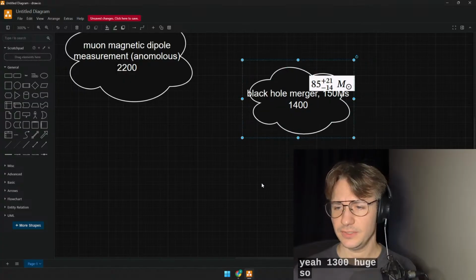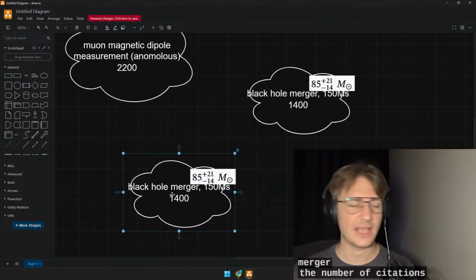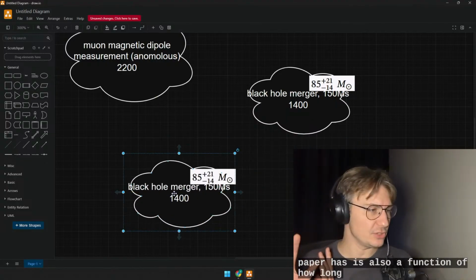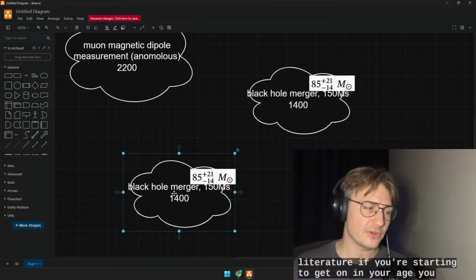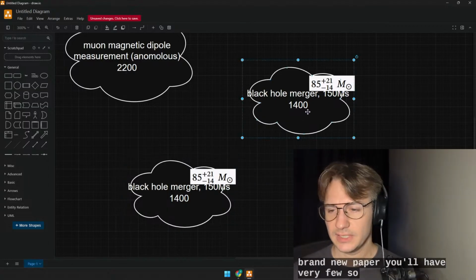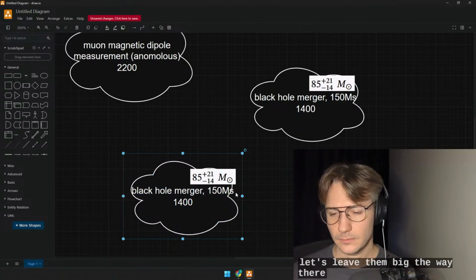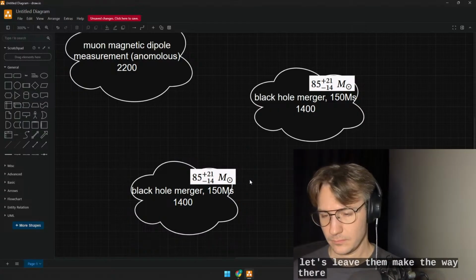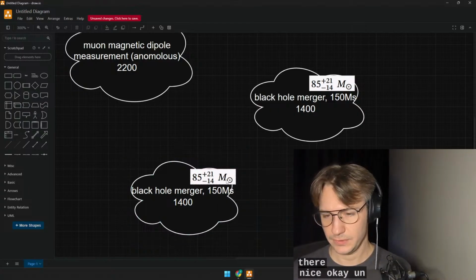So a few less on the black hole merger. The number of citations a paper has is also a function of how long it's been in the literature. If you're starting to get on in your age, you'll accumulate a very large number of citations. But if you're a brand new paper, you'll have very few. So it's misleading even to resize these. Let's leave them big the way they are. Nice. Okay, ungroup. Let's delete that.